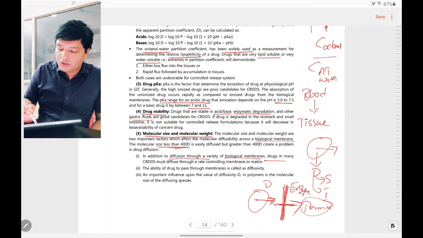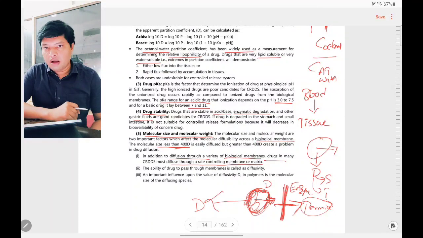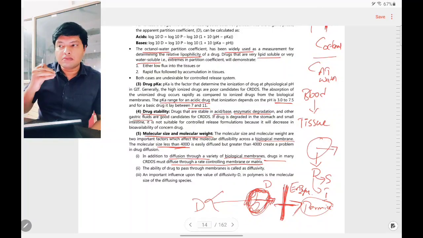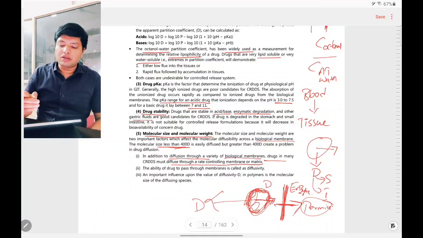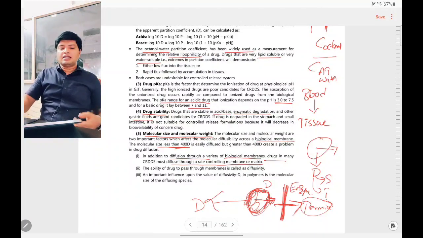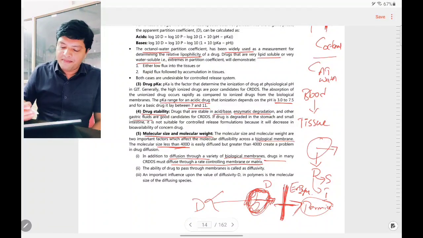In addition, we have diffusion through various biological membranes. Drug is going to diffuse through a rate controlling membrane. I just said, there will be a dosage form where I have a rate control membrane. From this rate control membrane, the drug has to diffuse and come out. If the drug size is more, it can't pass through the rate control membrane and drug never comes out from the dosage form. Then it is a failure of the dosage form. So I never want that to happen.